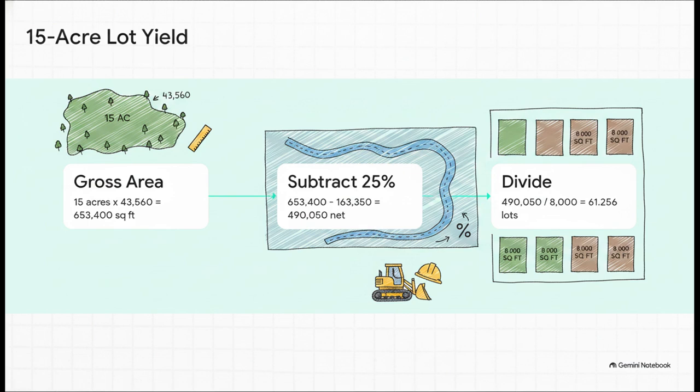Let's look at a 15-acre raw parcel where the county mandates a 25% infrastructure dedication and zoning requires a minimum lot size of 8,000 square feet. Step 1, multiply those 15 acres by 43,560 to find your gross square footage. That's 653,400. Step 2, subtract your 25% county street dedication, which leaves you with 490,050 net usable square feet. And finally, step 3, divide that net area by your 8,000 square foot minimum lot size. That gives us 61.256 lots.